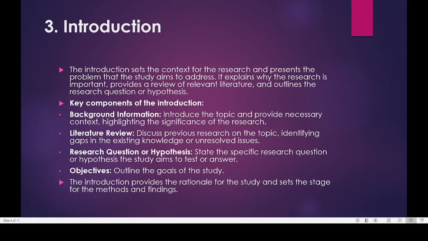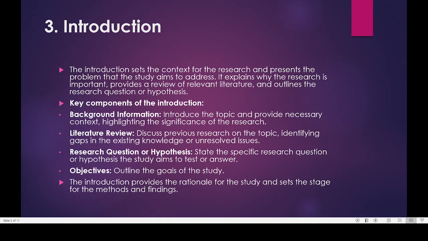Third aspect is the introduction. Introduction sets the context for the research, why we have conducted this research. That is the main aspect, and present the problem and study, why I have undertaken a study on the bird diversity of Kumaragam. There are many people who have conducted similar studies. Then why is my study relevant? So that aspect we have to explain.